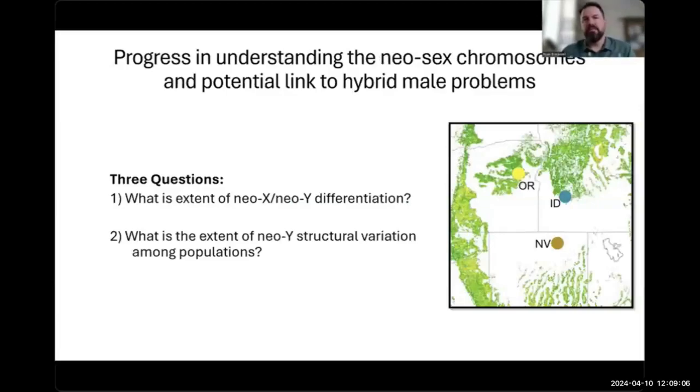And so I'm going to talk a little bit about some of the progress that we've been making to understand the neo-sex chromosomes in the mountain pine beetle and the link to some of these hybrid male problems that we observe in some of these crosses.